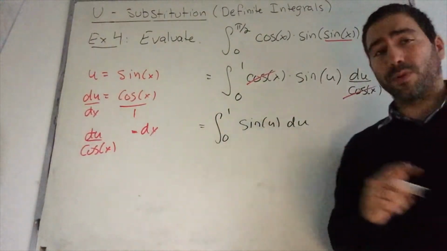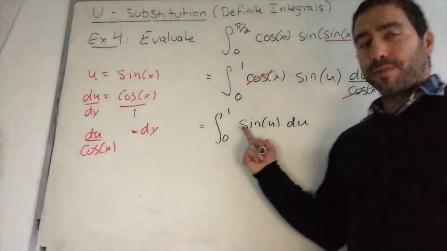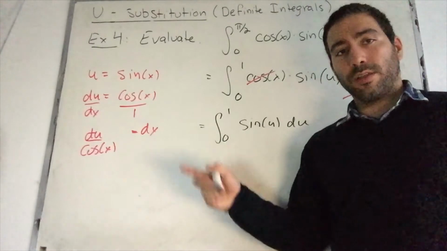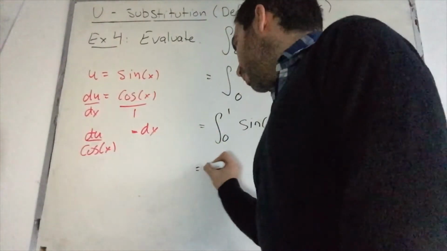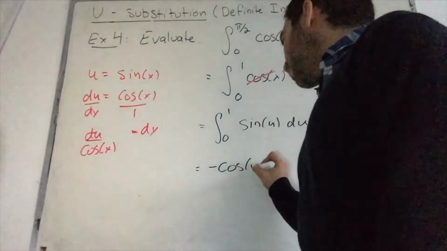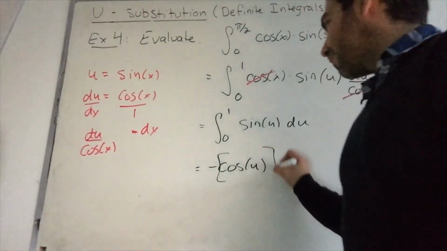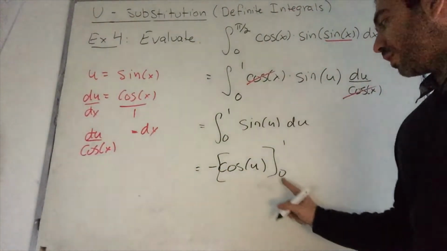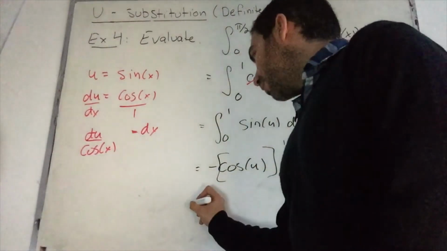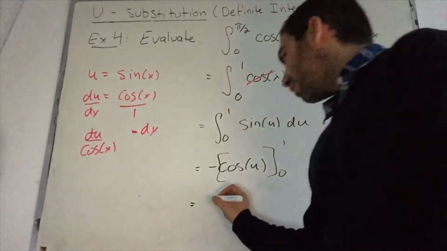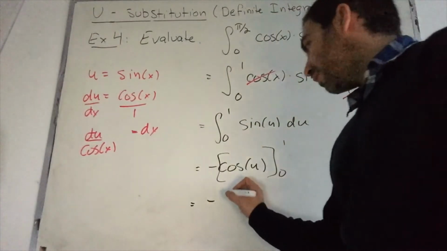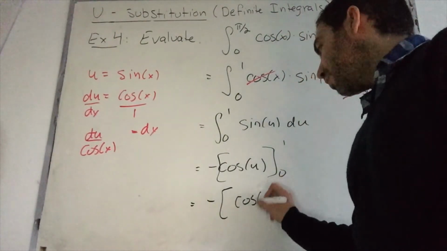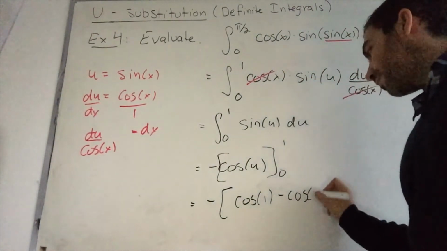Okay, very simple. We know how to integrate that. We know the derivative of sine is cos, so the integral of sine is negative cos. So this is negative cos of u. And we're evaluating this from 0 to 1. Okay, so we're going to substitute the 1, and then we're going to substitute the 0. This is giving us negative, let's put that on the outside, cos of 1 minus cos of 0.